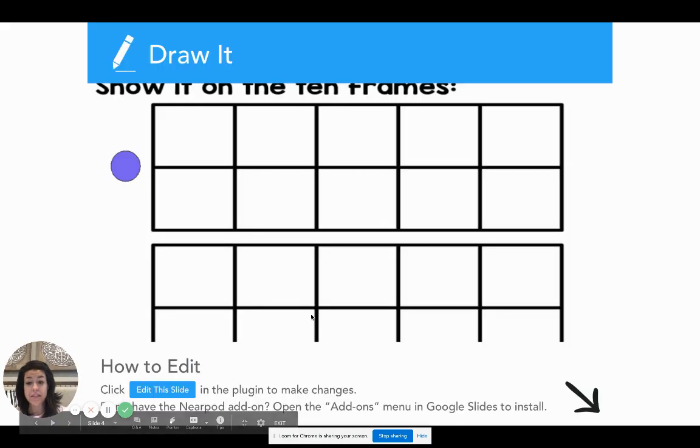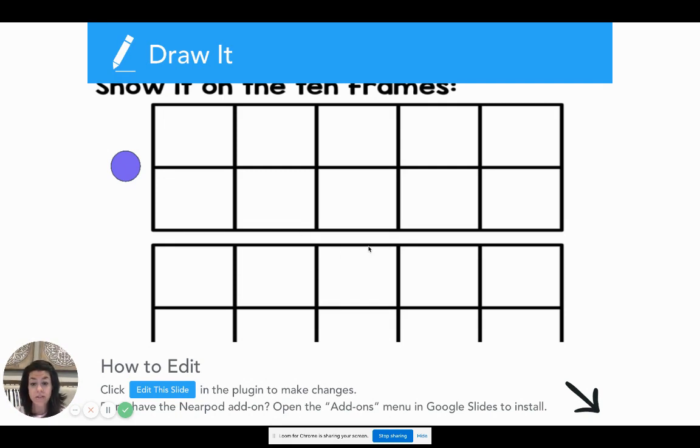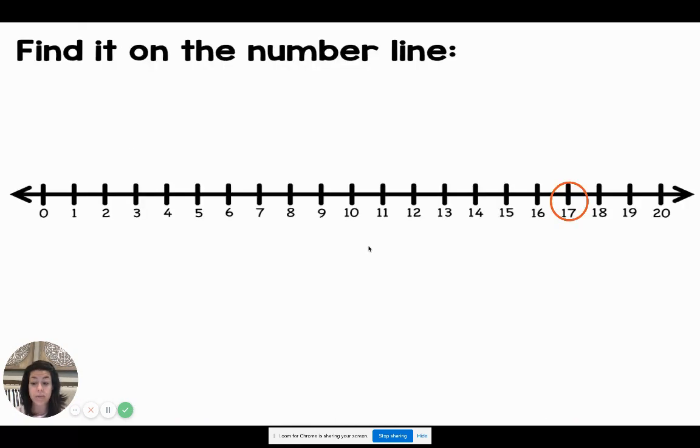Okay, so that's number 17. Using the Nearpod app, I want you to draw 17 in the 10 frame. So I want you to draw 17 dots. Remember, 17 has a group of 10 and then 7 ones.